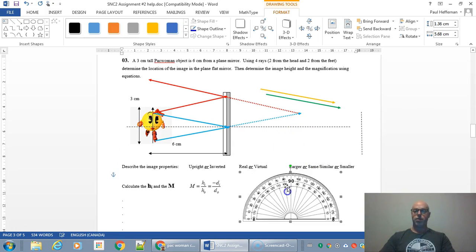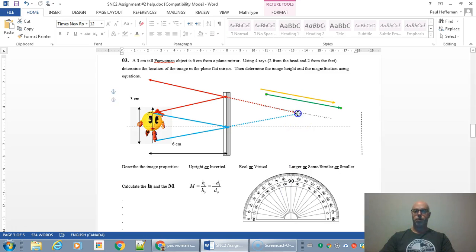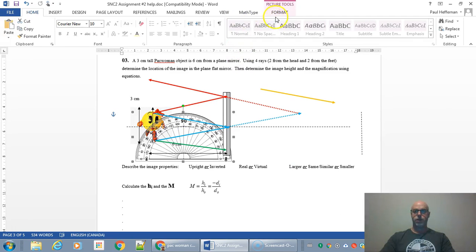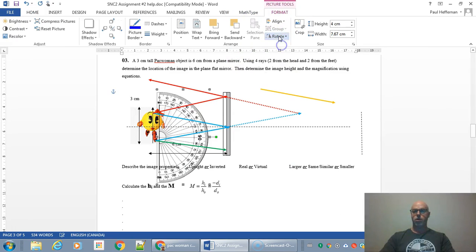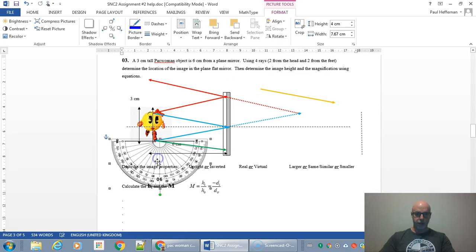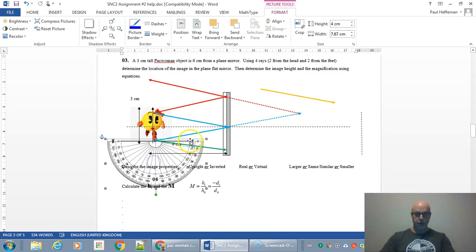Now we just have to do the same thing for the feet. So from the foot, I'm going to draw a ray that comes to the mirror right about here. I may have to rotate my protractor around again. I'm going to measure at the crosshair of the protractor there. So this is coming in at about a 7-degree angle.